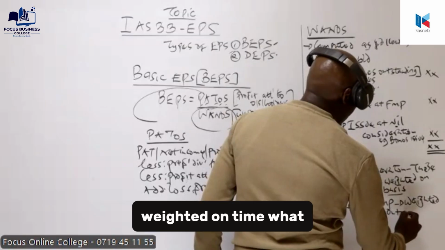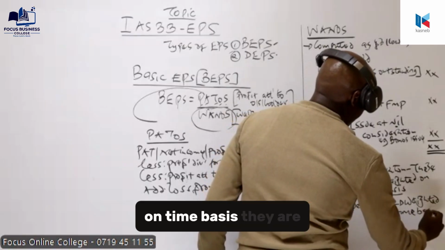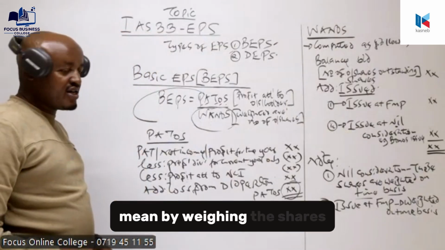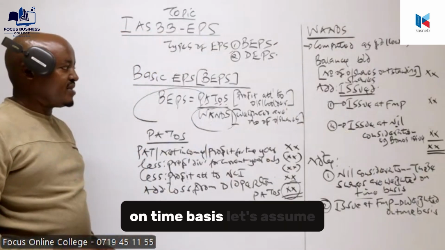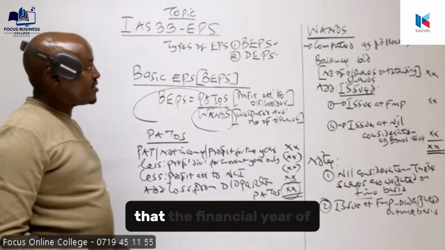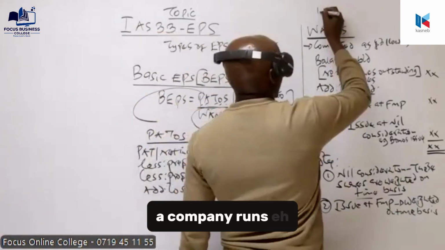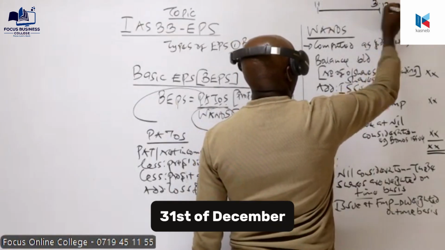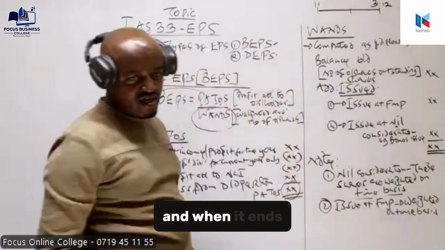They are weighted on a time basis. Let me explain what we mean by weighting the shares on a time basis. Let's assume that the financial year of a company runs from 1st January up to 31st December. That's when the year starts and when it ends.